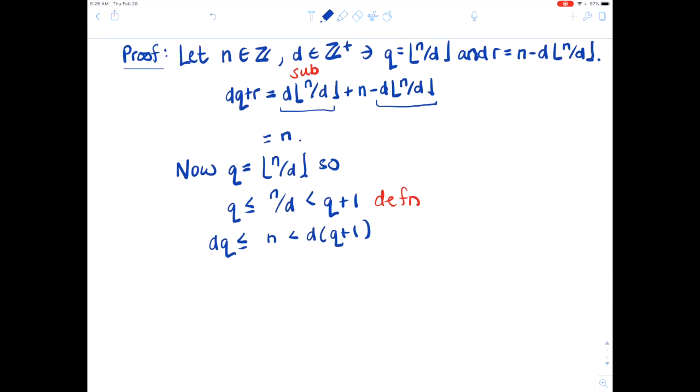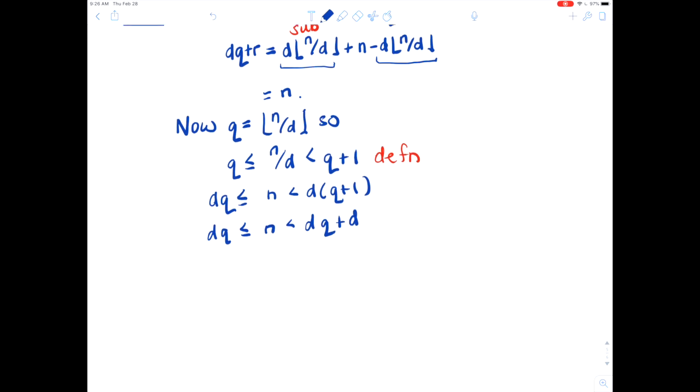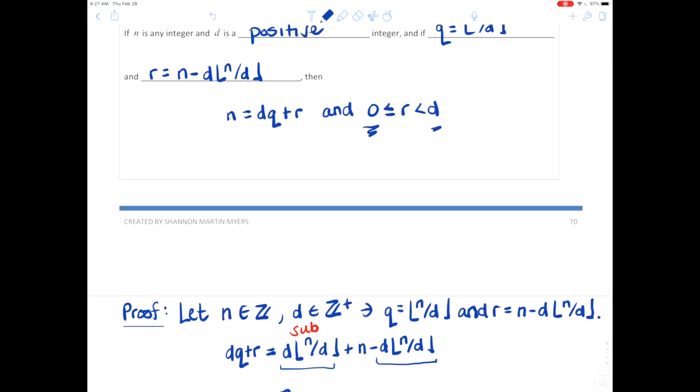All right, well, what is that? Doing a little algebra, we would get dq plus d for that rightmost expression. But we need a zero in there, don't we? Because we want to say that zero is less than or equal to something, which is less than something. So what if I subtracted dq from everything? I'd get a zero here. I'd get an n minus dq here, and I'd get a d here. And the zero and the d, remember, that's what we wanted. So we're on our way, all right?